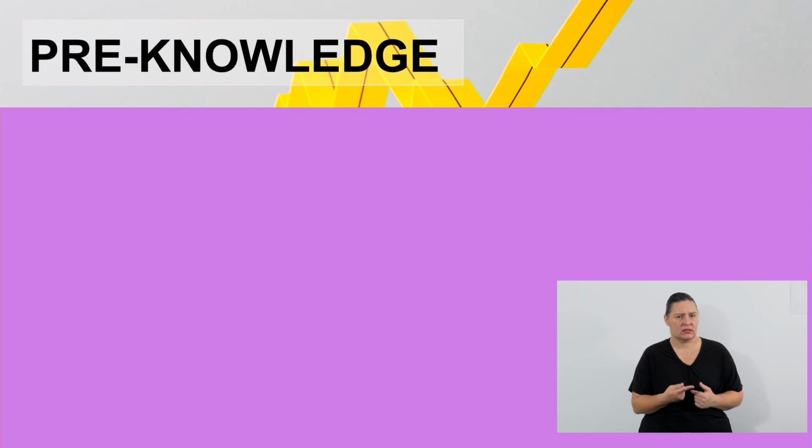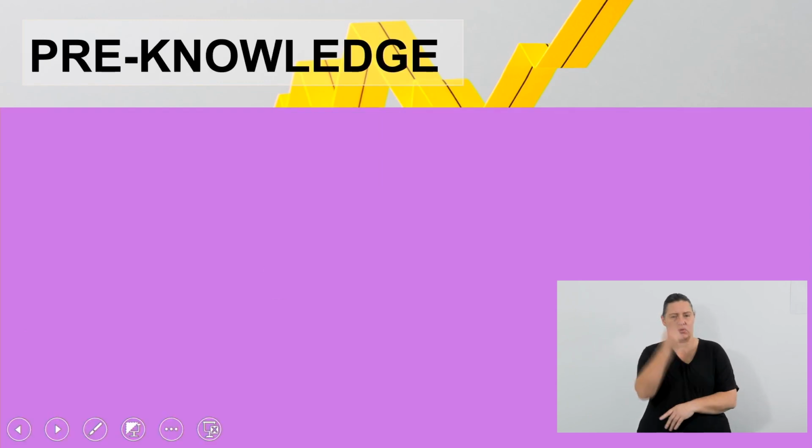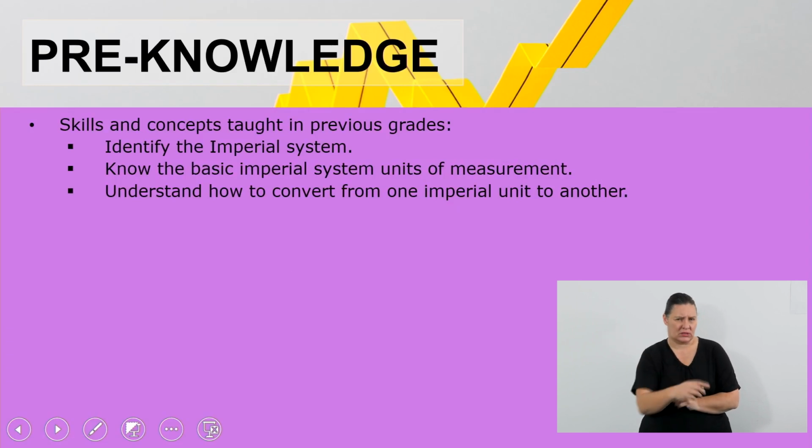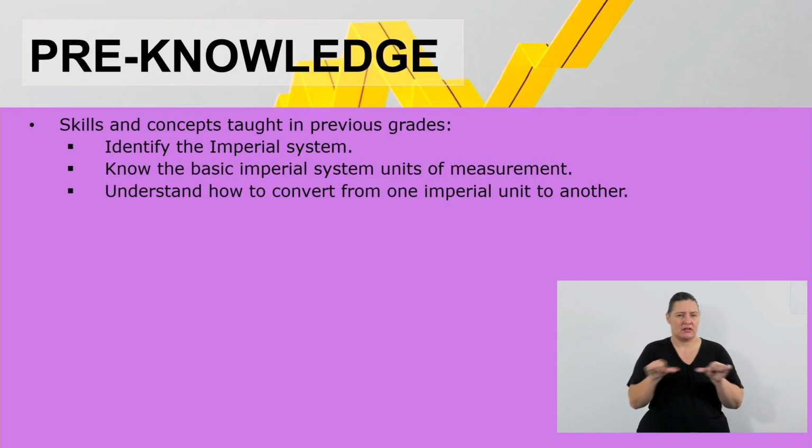So what else do I expect? In order for us to engage in this lesson, you should have certain pre-knowledge. So what is that pre-knowledge? First of all, the skills and concepts taught in previous grades. For example, identify the imperial system. You must know the basic imperial system units of measurement.